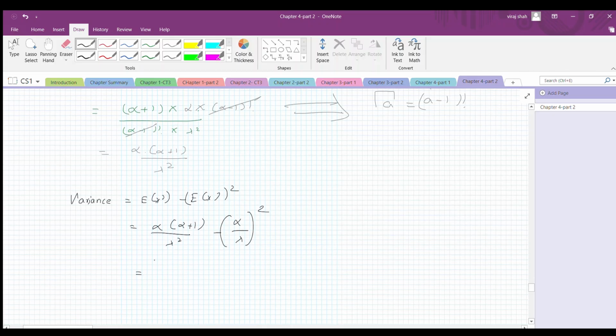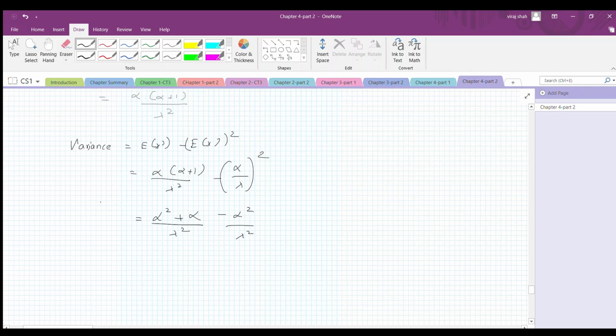Going ahead, I get, let's just multiply alpha with respect to each term. I get my answer as alpha into alpha is alpha square plus 1 into alpha is alpha minus alpha the whole square is alpha square upon lambda square. Now basically let's take the numerator common because the denominator is same. So alpha square plus alpha minus alpha square upon lambda square. This and this gets cancelled. So I'm left with variance is equal to alpha by lambda square.